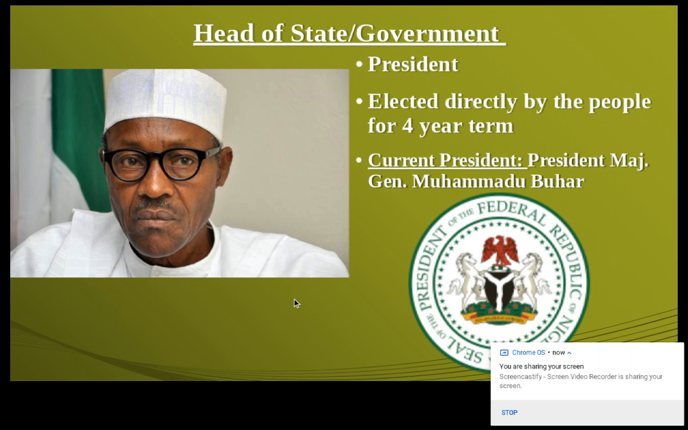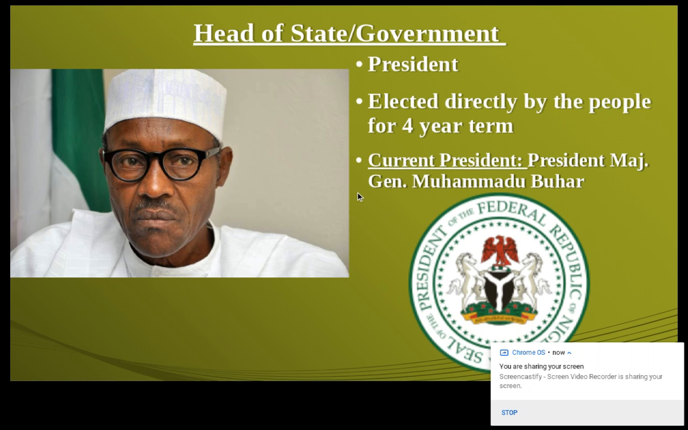So then the head of state and the head of government. Again, one of the most important things to know about the head of state and the head of government are these first two bullet points. First of all, since it's a presidential system of government, the head of the government and head of the state is going to be the president. And he or she is elected directly by the people for a 4-year term. Again, this seems very similar to what's here in the United States. So already we can see some similarities between our current system of government and Nigeria's system of government.